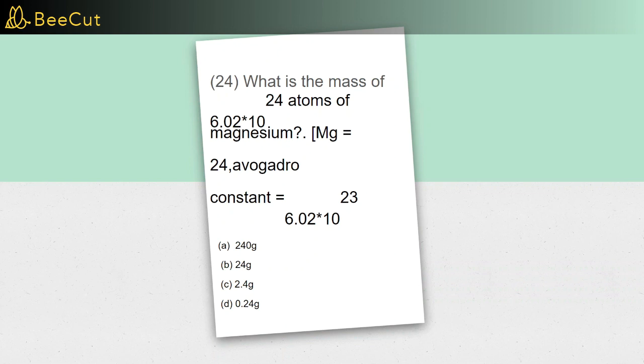Now, what do you do? You cross multiply to look for x. X will now be 24 multiplied by 6.02 times 10 raised to power 24 divided by 6.02 times 10 raised to power 23 grams. The answer will give us 240 grams. That shows the mass of magnesium will be 240 grams, which is option A.